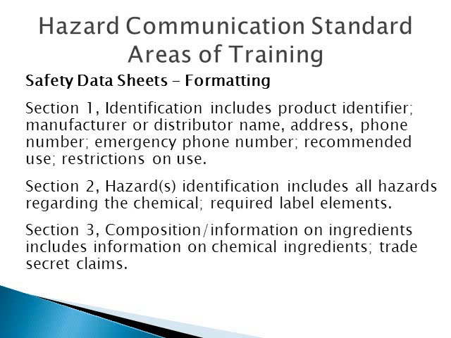Section 1, Identification, which includes the product identifier, the name of the manufacturer or distributor of the chemical, and contact information, including an emergency phone number. Section 1 also includes the recommended and restricted uses for the chemical. Section 2 contains all information regarding the hazards of the chemical. Section 3 discloses the composition of the product, including the active chemical ingredients.